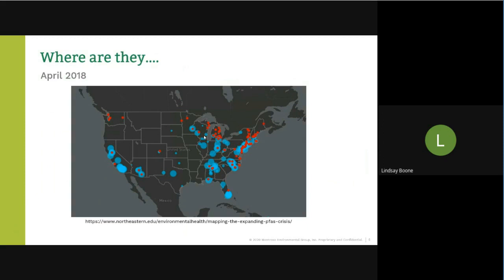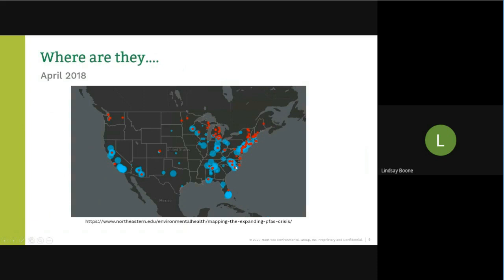So where are PFAS? This isn't necessarily a map of where they are. It's a map of where the testing has occurred. For the particular case study I'm going to be talking about today, we're going to focus on North Carolina and the North Carolina Cape Fear River Basin.